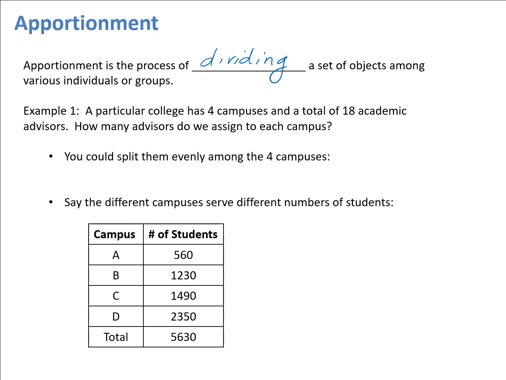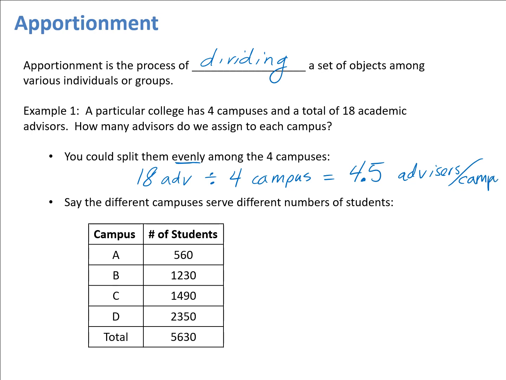A particular college has 4 campuses and a total of 18 academic advisors. How many advisors do we assign to each campus? Well, one option is you could take those 18 advisors and split them evenly among 4 campuses. To split something evenly, we could just go ahead and divide our 18 advisors by 4. If we do that, we get an answer that's 4.5. Unfortunately, it doesn't come out to a whole number. So 4.5 advisors per campus.